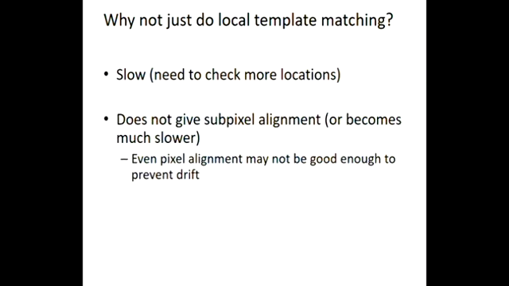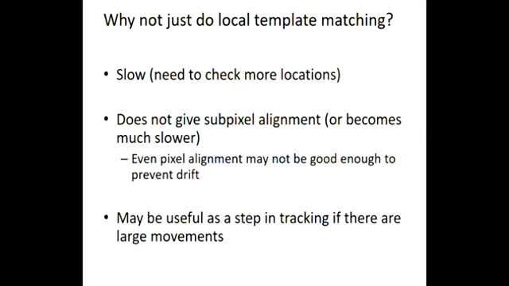Another problem is that it doesn't give subpixel alignment, or if you did want subpixel alignment, then that local search would have to search over subpixels, so it would become even slower. So this is a really fast way to get subpixel alignment of the point. But one thing to note is that if you expect that there may be really large motions, then it might make sense to do local template matching on some of the points to try to find those long-range correspondences.